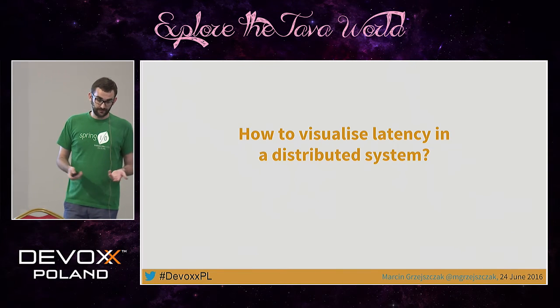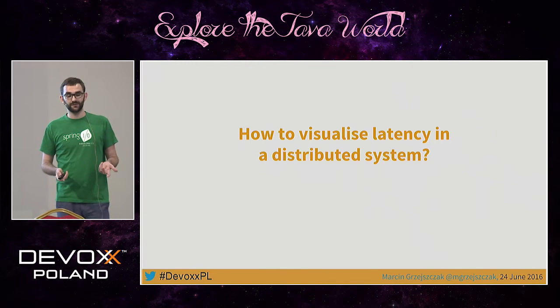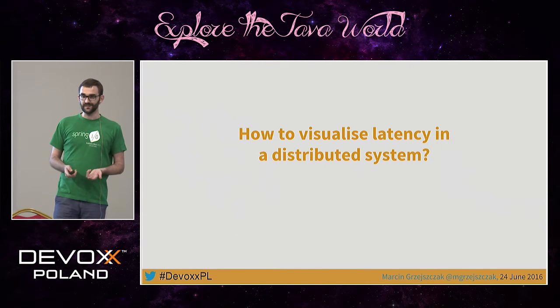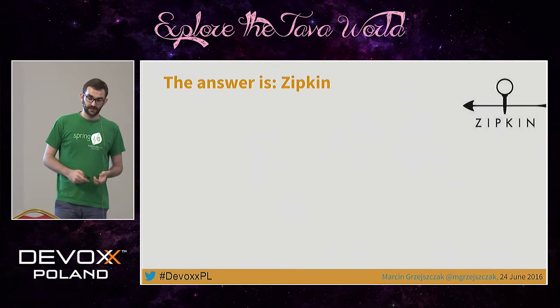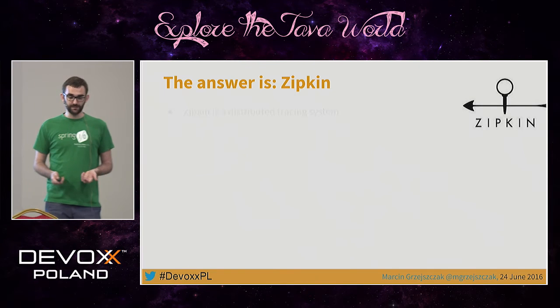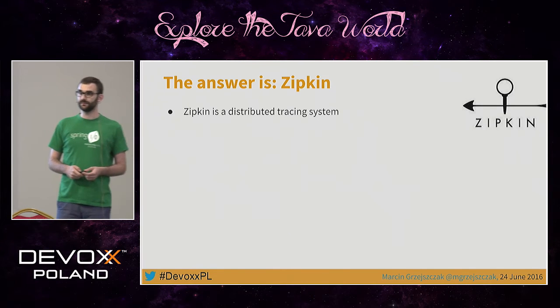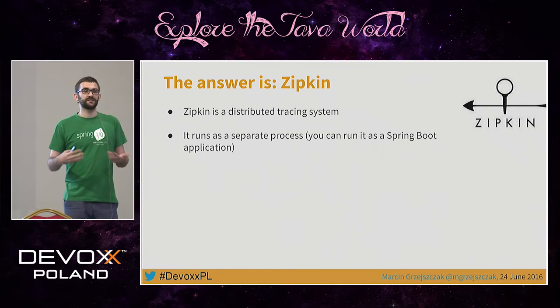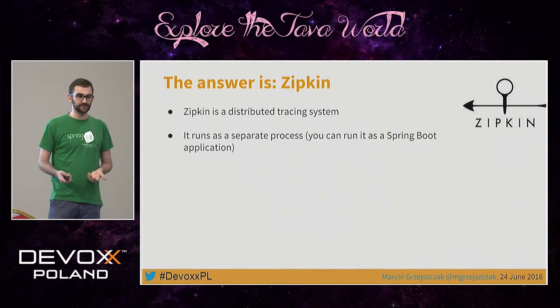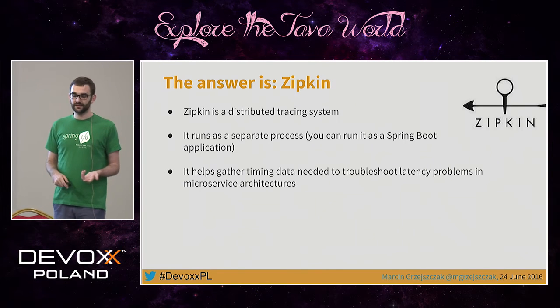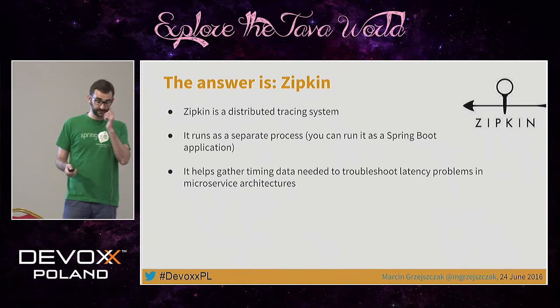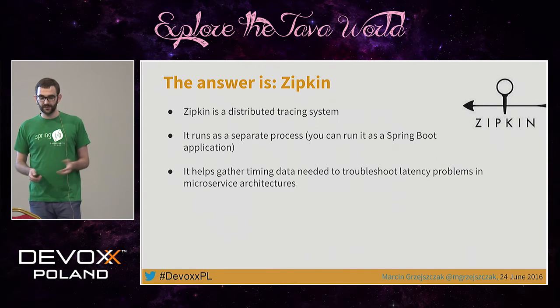The main question is how to visualize latency in a distributed system. Let's say that the user told us that the system is slow. How can we measure that? The answer is Zipkin. Zipkin is a distributed tracing system. It's run as a separate process. You can run it as a Spring Boot application. You just do java -jar and it's running. It helps you gather timing data in order to troubleshoot latency problems, especially in microservice architecture, but it's not only the case. In one of the companies that I've worked at, we had it also in a monolithic app.